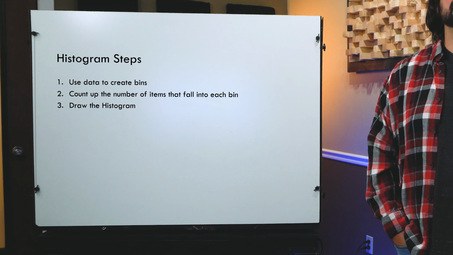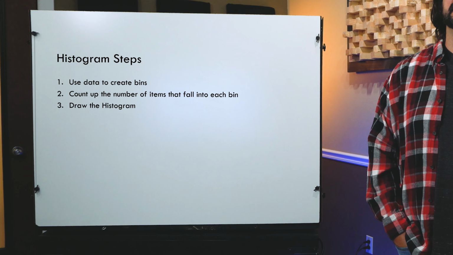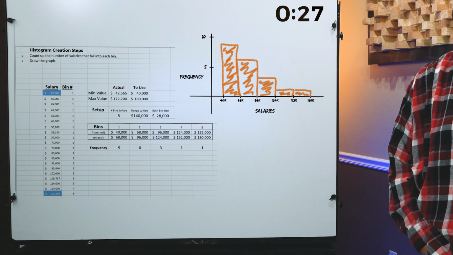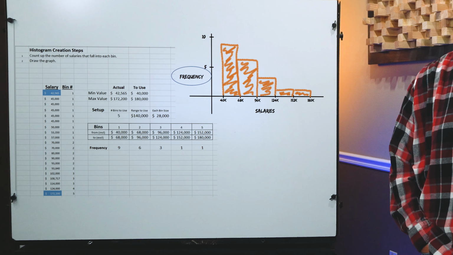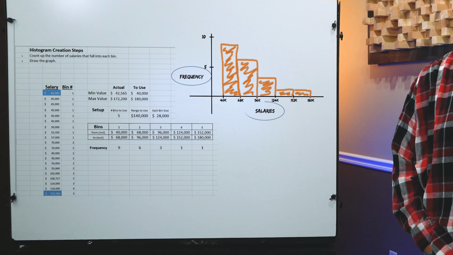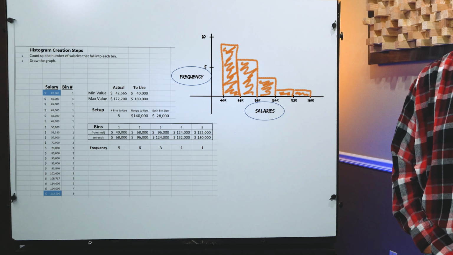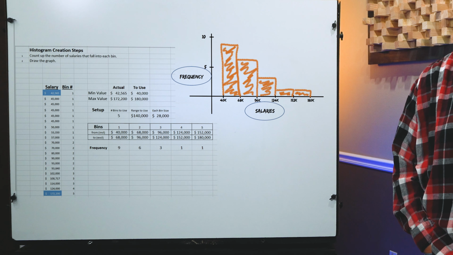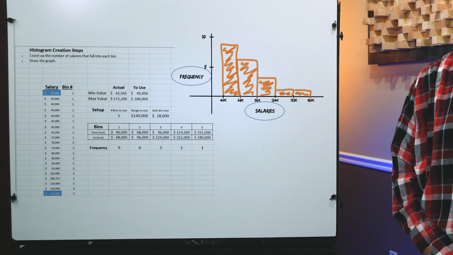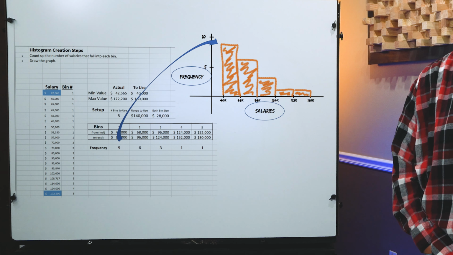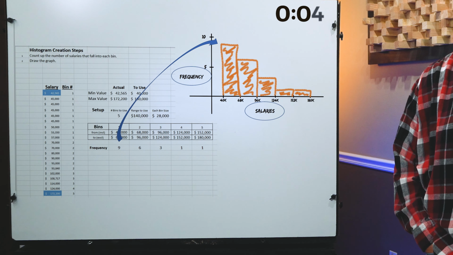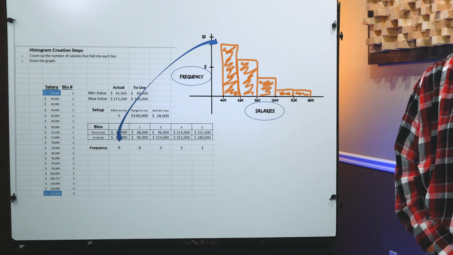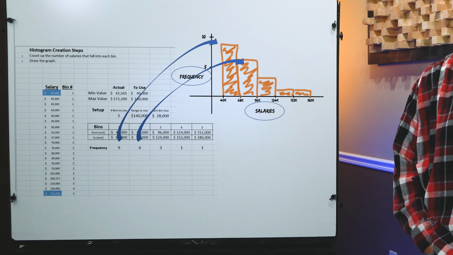Finally, we draw the histogram based on the frequency and the bin's information. On the y-axis, we have frequency, which is really the count of items in the bins. And on the x-axis we have salaries, where the points on the axis are the boundaries of the bins. Notice that we can create rectangles that represent the data. For bin 1, the frequency of 9 could be made into a rectangle of height 9 and width from 40,000 to 68,000. Continue this for each of the bins and voila, we have a histogram.